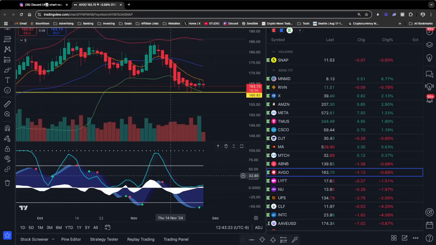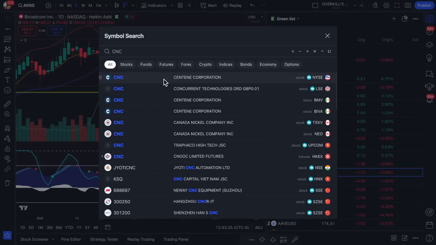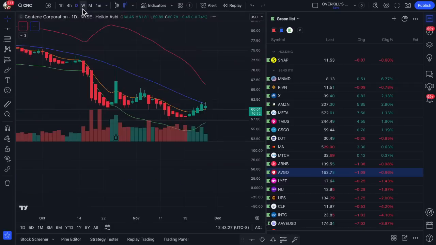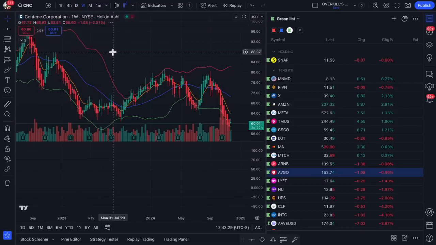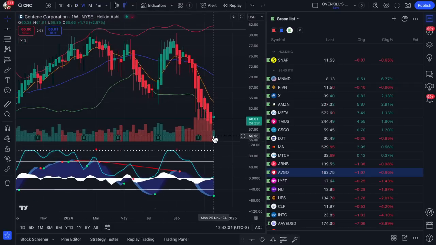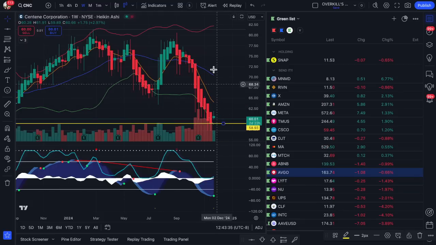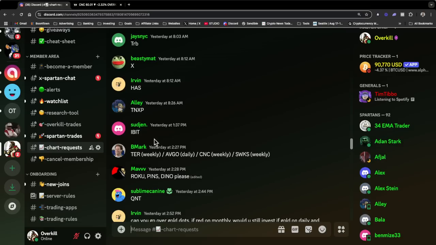CNC weekly. Okay, ugly sell-off. Big fat sell-off. You got a green dot showing up today. I put a stop loss at 58.90 on that one.